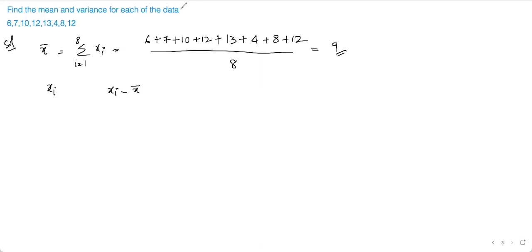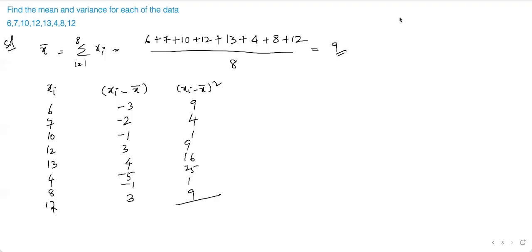And further, xi minus x bar whole square. Let us find that quickly. So for 6, xi minus x bar will be minus 3, so this will be 9, and let us write down quickly. Now adding all this, summing up, this would be 74.